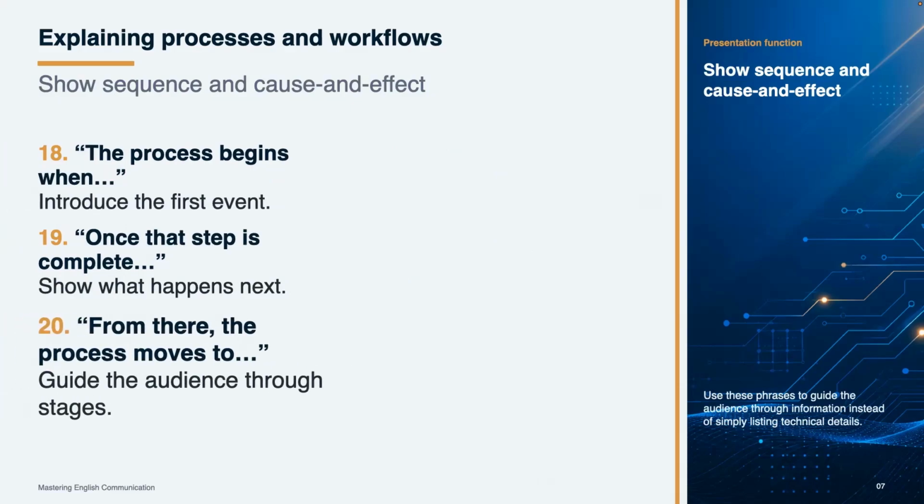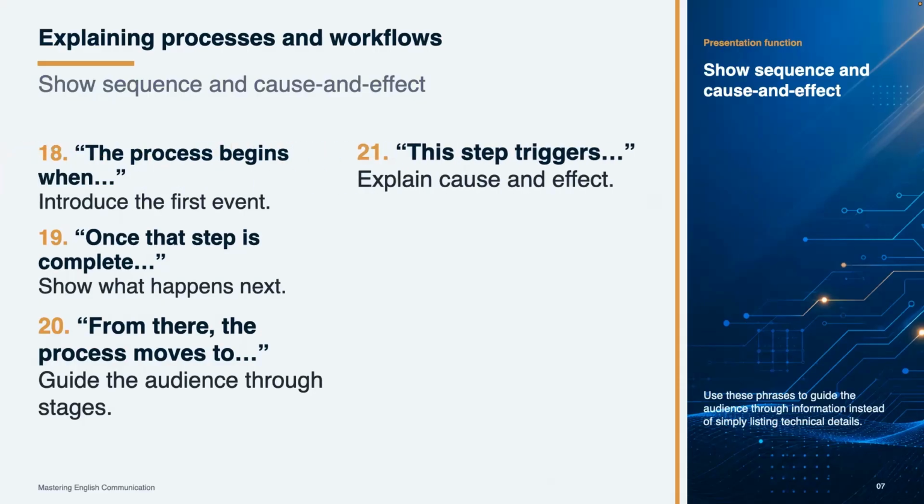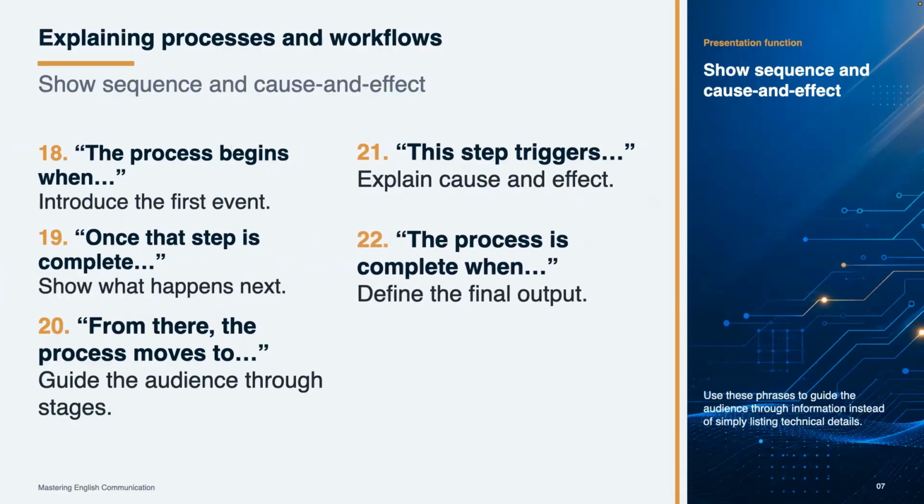From there, the process moves to guide the audience through stages. This step triggers explain cause and effect. The process is complete when you define the final output.